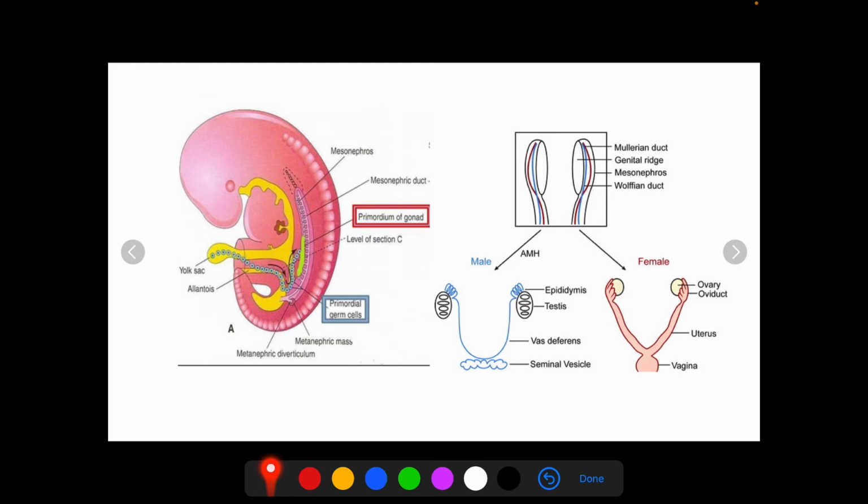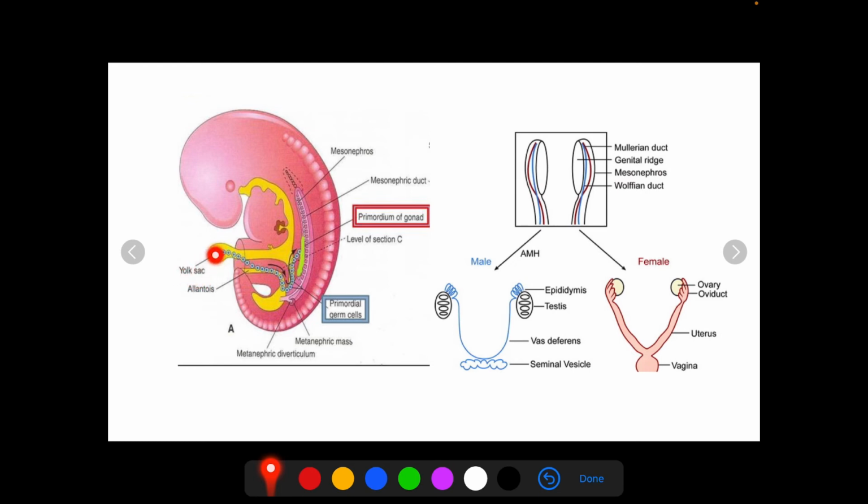Regarding the gonads, as I said, they all form from the mesonephros. With the mesonephros, two structures form at the same level: the Mullerian duct and the Wolffian duct. If the baby is male, because of the hormones, the Wolffian duct remains and the Mullerian duct degenerates. But if the baby is female, the Mullerian duct remains and the Wolffian duct degenerates.